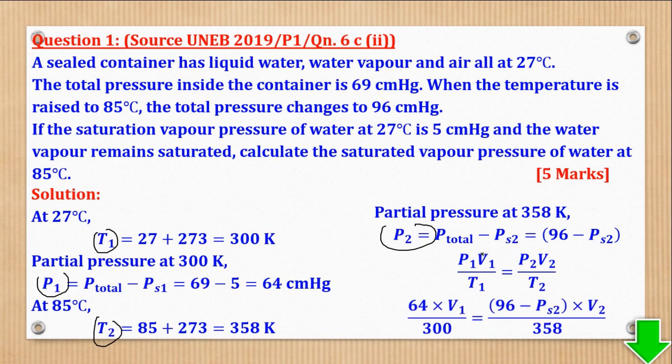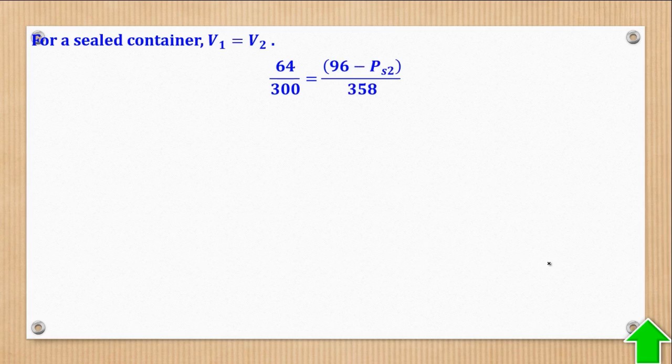But the good thing, we know that the container was sealed. So what does it mean? First of all, we're going to substitute P1, T1, P2, T2. Now, when they say that a container is sealed, what does it mean? It means that volume does not change. So V1 is equal to V2, meaning that they cancel and we remain with that.